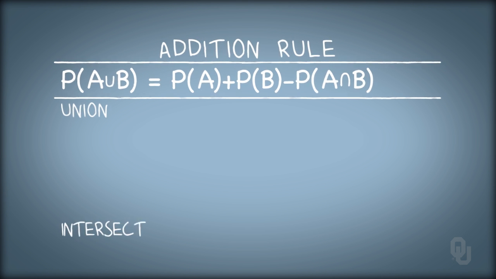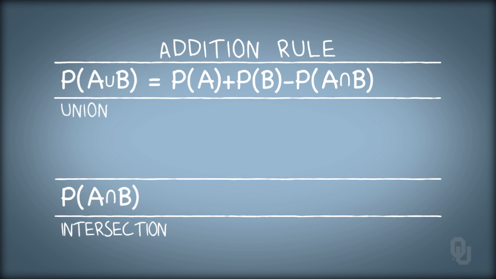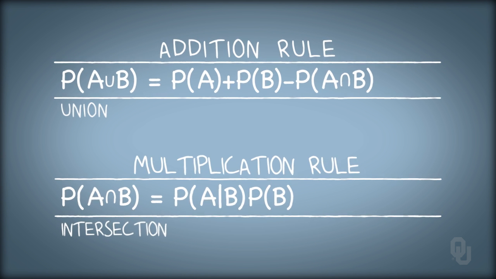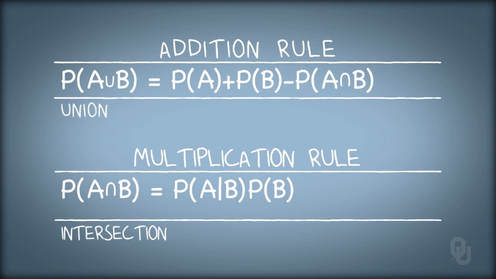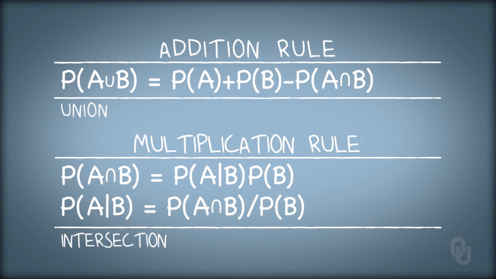The probability of an intersection of events, the probability of A intersect B, is calculated as the probability of A given B times the probability of B, or the multiplication rule. The logic of the multiplication rule is typically used to calculate a conditional probability when the intersection is known. The probability of A given B is equal to the probability of A intersect B divided by the probability of B.